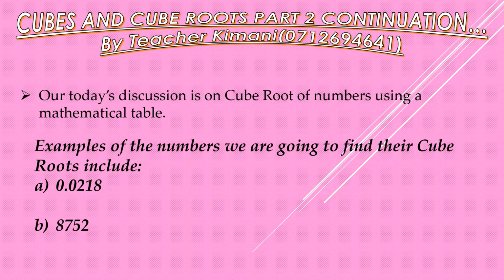The first number will be 0.0218. The second number will be 8,752, and our last number will be 2.383. These numbers will serve as examples of the many numbers whose cube roots we can find using mathematical tables. We are going to see how we can find their cube roots using the table of cubes in our mathematical tables.